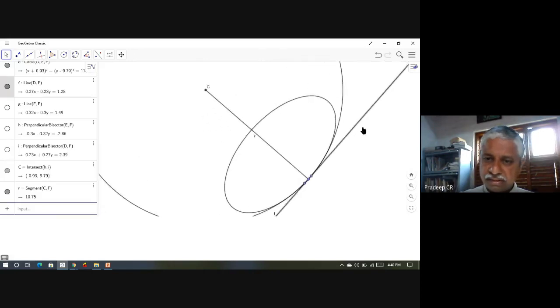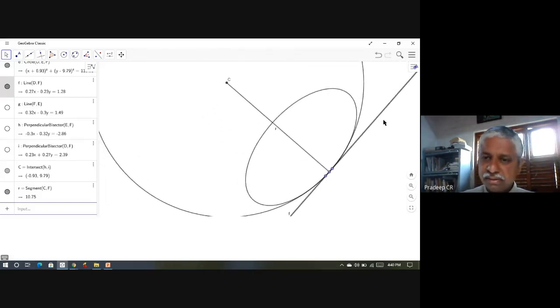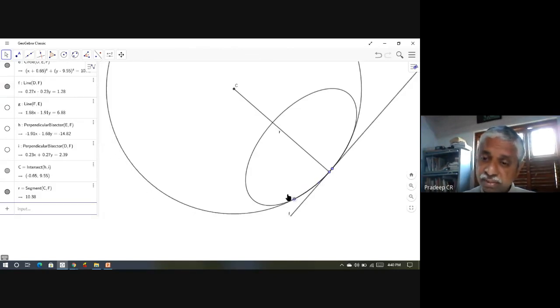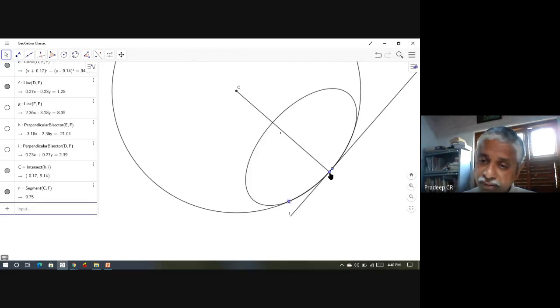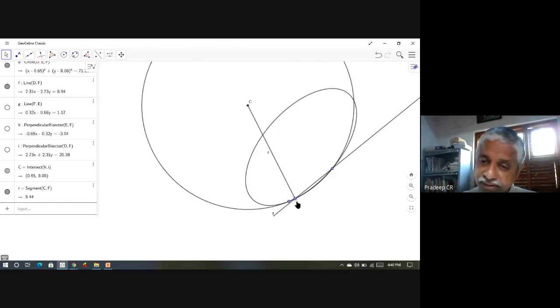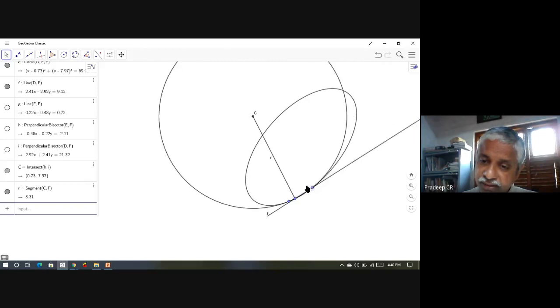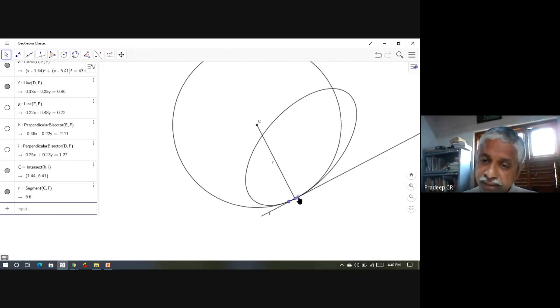You see, this is the circle. A very large circle it is. The original ellipse was here. If I take 3 points near each other, the circle has a very large radius. Whereas at this point, when I take 3 points here, the radius of the circle is small. Radius of the circle is small, so curvature is high.